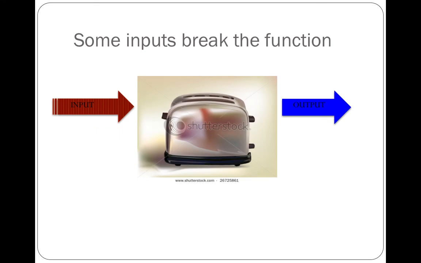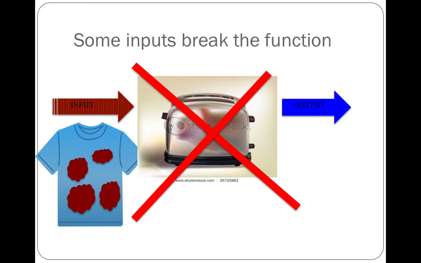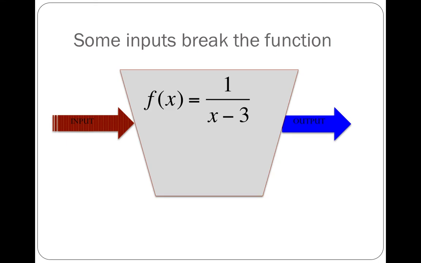Then what if you have a toaster and you try to toast your shirt? That's going to break the function. So a couple quick examples in the physical world to understand that machines have inputs and outputs, but you can't just put whatever you want in there as the input. Now let's look at the math world.